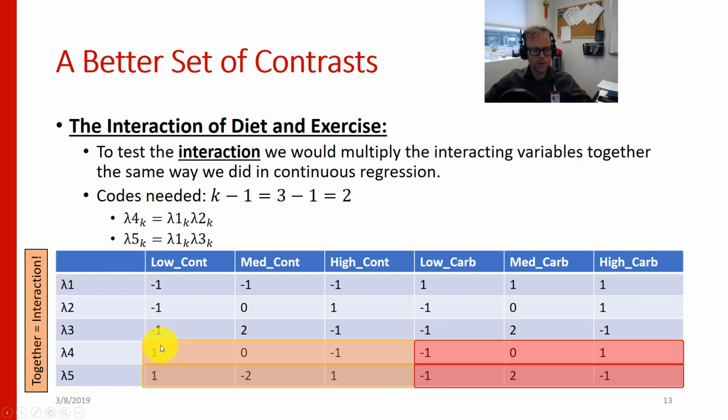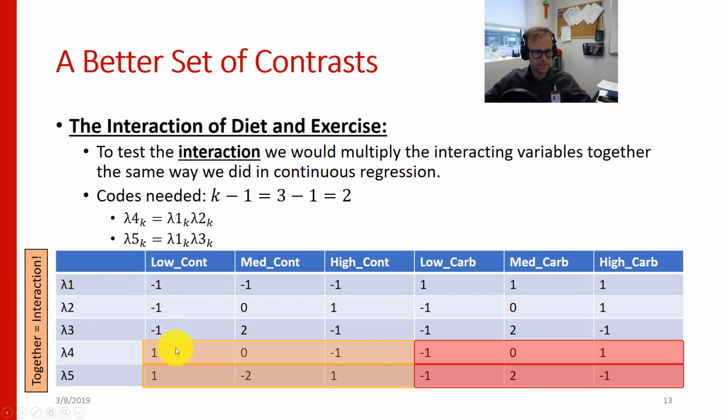But in order to create the codes we need for the interaction, we're going to have to multiply lambda 1 by lambda 2 to create lambda 4. And we're going to have to create a contrast of lambda 1 times lambda 3 to create lambda 5. Right? So our interaction is also going to take 2 contrasts because we had 2 for the main effect of exercise times 1 for the main effect of diet. Had we had more levels of diet, the interaction term is going to get bigger and bigger because we're going to need more and more contrasts to accommodate that.